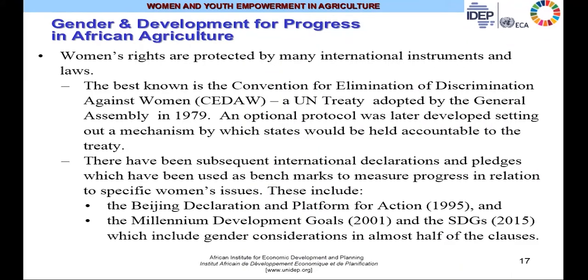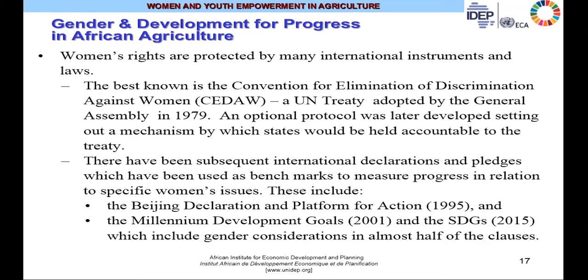The best known is the Convention for the Elimination of Discrimination Against Women, CEDAW, a UN treaty which was adopted by the UN General Assembly in 1979. An optional protocol was later developed, setting out a mechanism by which states will be held accountable to the treaty. Following the 1979 Convention, there have been subsequent international declarations and pledges which have been used as benchmarks to measure progress in relation to specific women's issues.